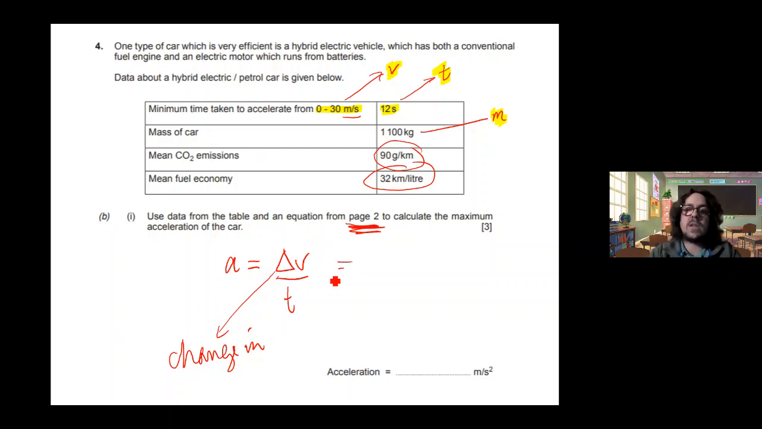So let's just chuck the numbers in. The change in velocity is 0 to 30. So that's 30 divided by the time, which is 12. So we do 30 divided by 12, and we get an answer of 2.5. Easy. 2.5 meters per second.